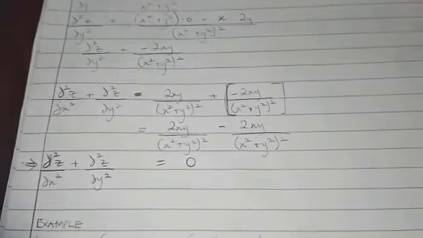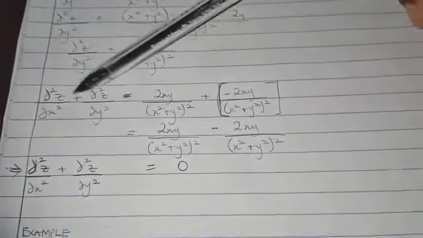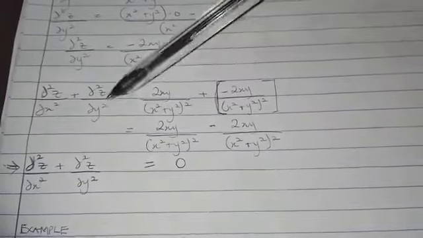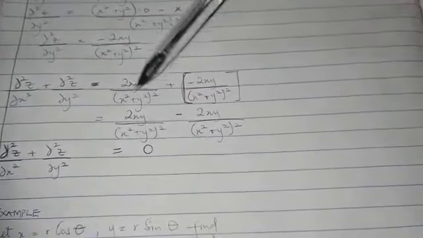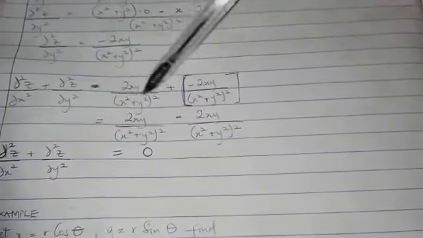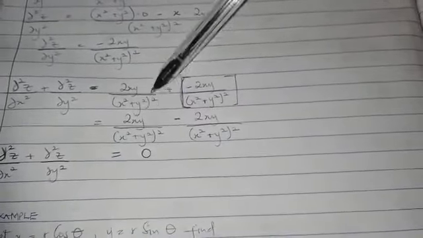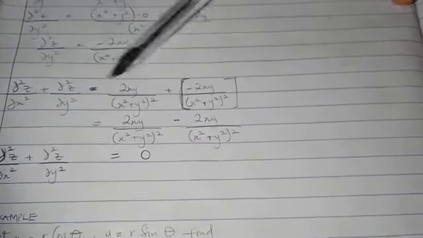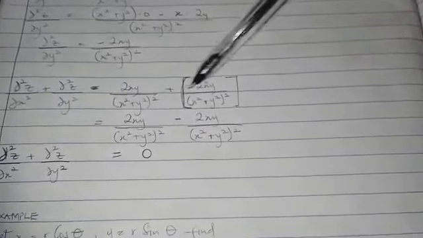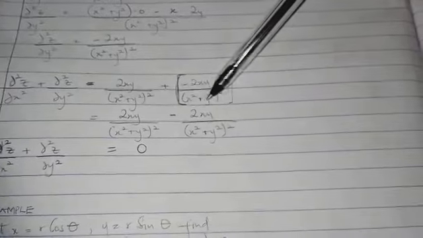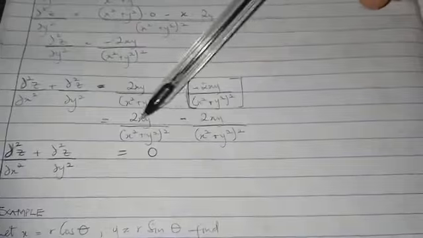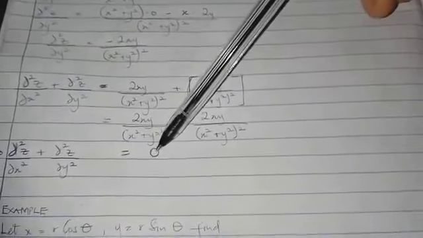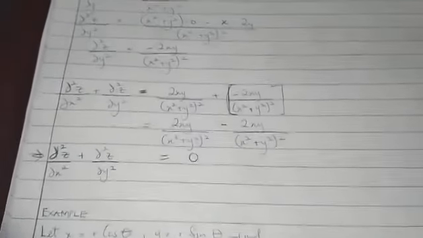So now you're asked to prove that the second derivative of z with respect to x squared plus the second derivative of z with respect to y squared is equal to 0. So the second derivative with respect to x squared is 2xy all over (x squared plus y squared), everything squared. And now the second derivative with respect to y squared is minus 2xy all over (x squared plus y squared), everything squared. Open a bracket, you have minus, so they are the same. When you subtract them, it is 0, so we've actually proven that it is 0.